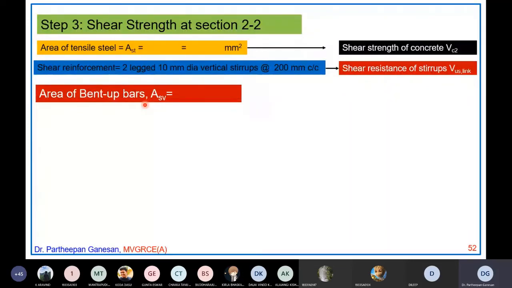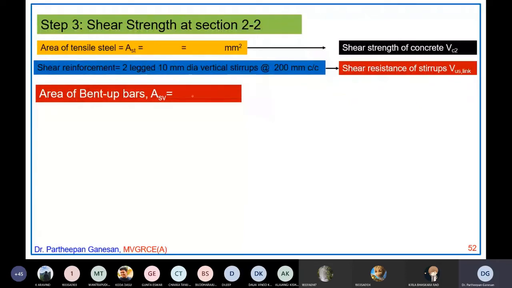How many numbers are bent up? 2 numbers. So it will be 2 into pi by 4 into 20 square. Is that clear, everyone? I am purposefully not writing here because I want you to do the homework.